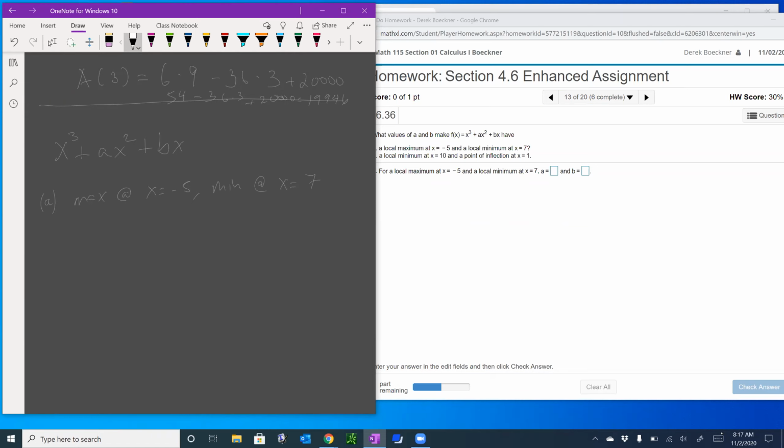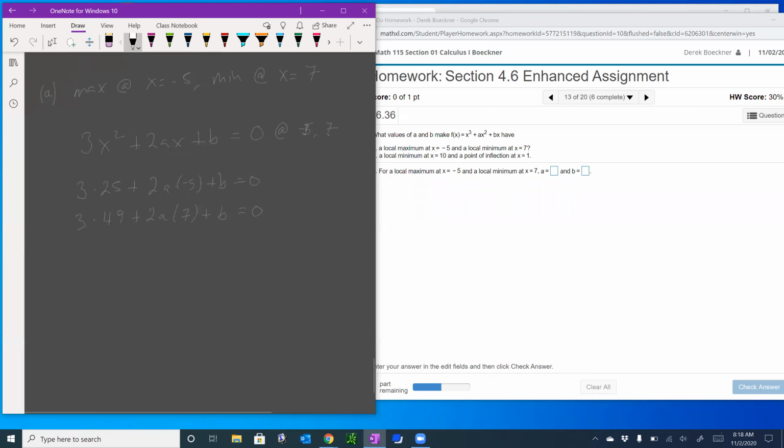So I'm going to take the first derivative. I'm going to get 3x squared plus 2ax plus b. And we want this to equal 0 at -5 and 7. So I can put -5 in and get an expression, and I can put 7 in and get an expression. So 3 times 25 plus 2a times -5 plus b equals 0. I'll put 7 in: 3 times 49 plus 2a times 7 plus b equals 0.